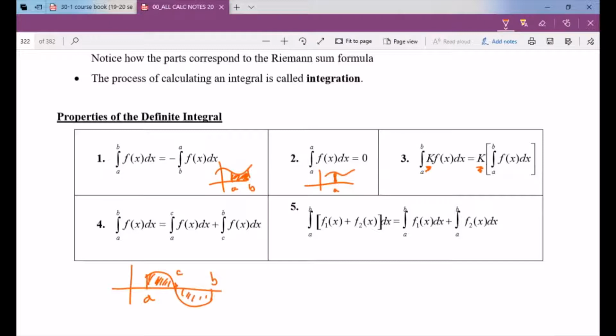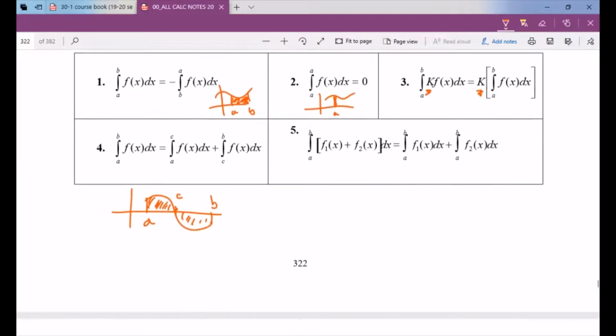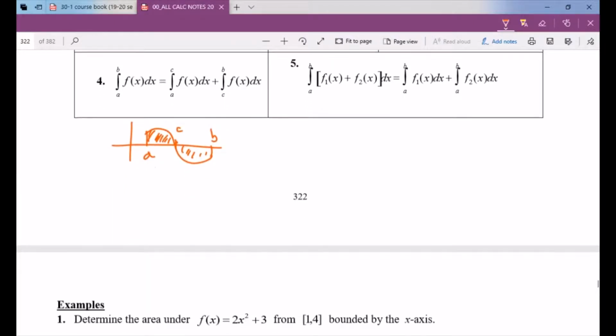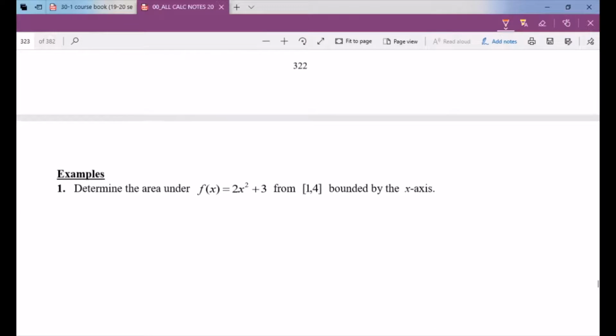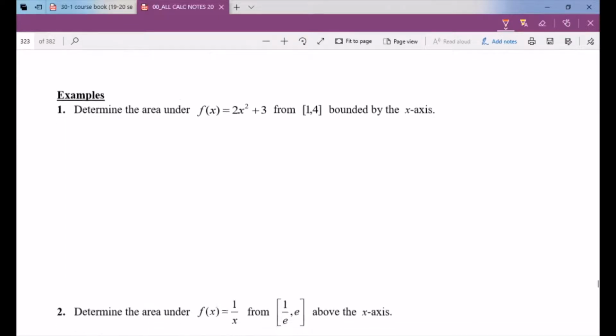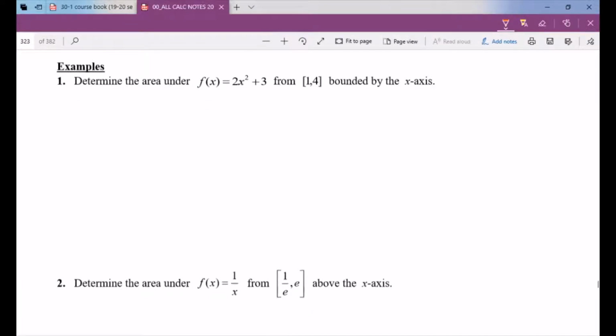And we'll get into that as we go further. And then the last piece is, if we have the integration of the sum of two functions, we can break that into the sum of two integrations and deal with it that way, and just simplify our process a little bit. All right, so what does all of that mean? It starts off with: determine the area under f of x is equal to 2x squared plus 3 from 1 to 4, bounded by the x-axis.